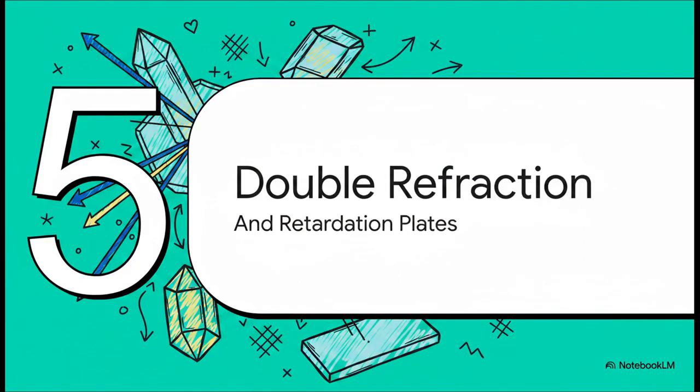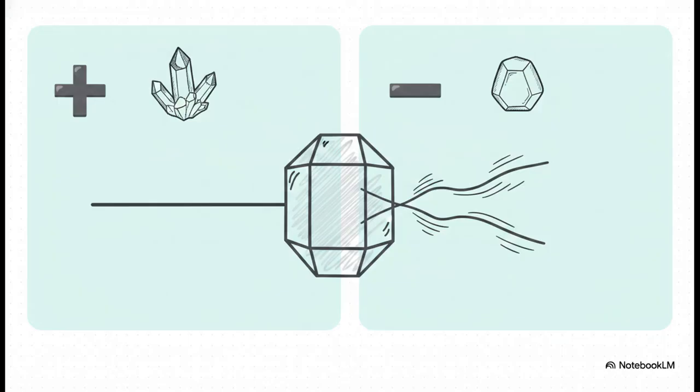Section 5. Double refraction and retardation. Let's push our understanding even further and jump into the complex but super fascinating world of birefringent crystals. When light enters these special crystals, it undergoes double refraction. It basically splits into an ordinary ray that follows normal laws of refraction and an extraordinary ray that completely ignores them. We contrast these crystals into two distinct types.